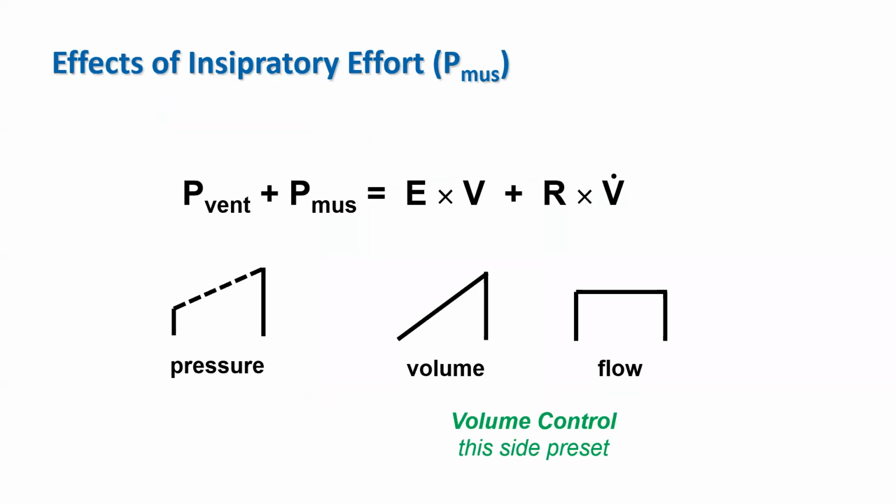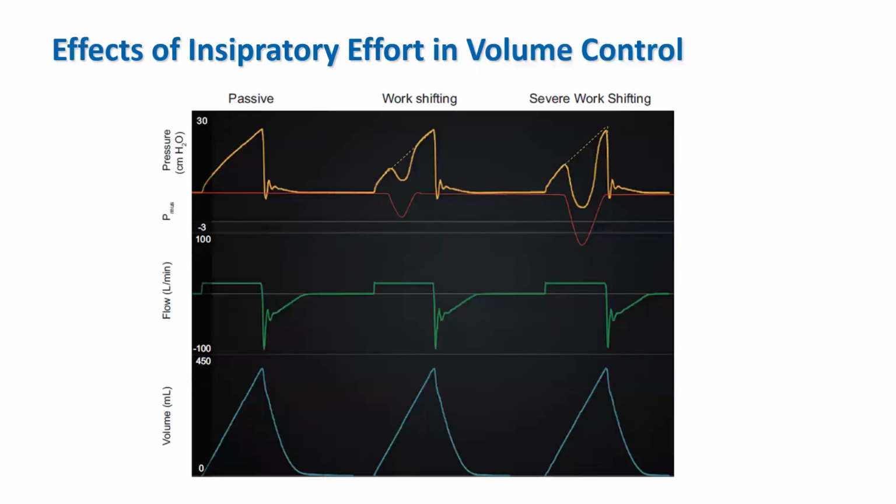In volume control, PMUS load deforms the pressure waveform like this. If it's scooped out a little bit, that's not a big deal. If the scooping goes below baseline pressure, that's severe and needs to be addressed. Here's a comparison of volume controlled breaths with no inspiratory effort on the left, a mild effort leading to work shifting in the middle, and severe work shifting, sometimes called flow starvation, where the airway pressure actually drops below the baseline pressure. That's something that needs to be addressed clinically.